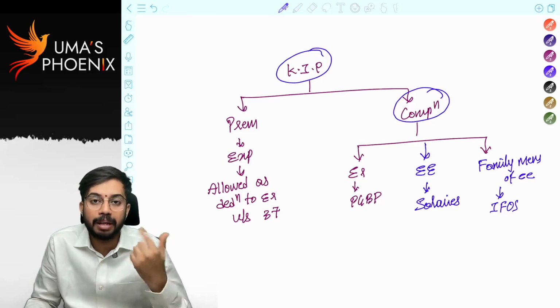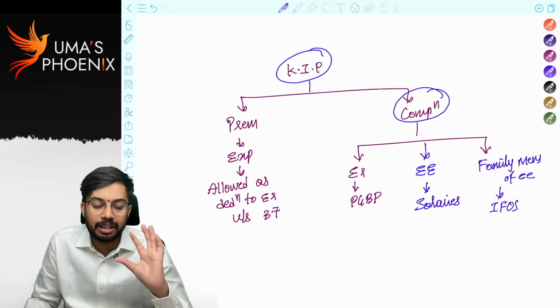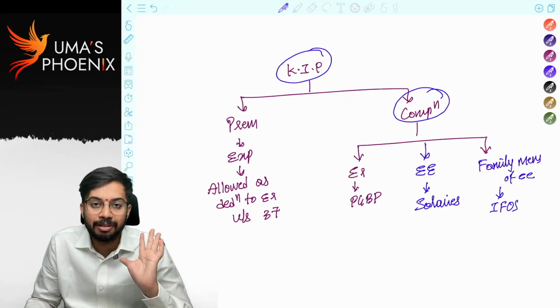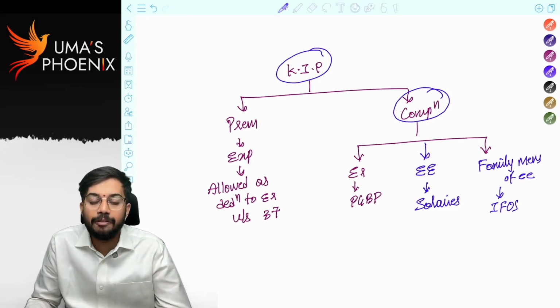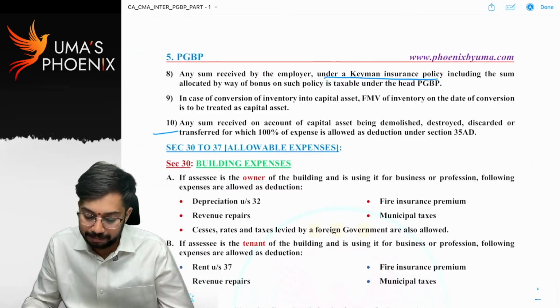Whatever the premium expenditure is, it is allowed as deduction under section 37. Whatever the compensation is, received by the employer, is taxable under PGBP. If compensation is received by the employee, it is taxable under salaries. If compensation is received by other family members, it is taxable under other sources.